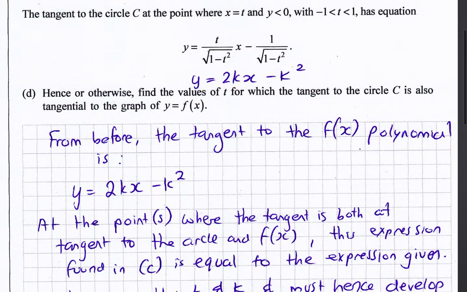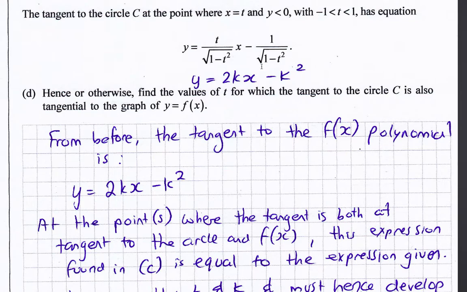So what we're essentially saying is, because we're looking at a point where the tangent to a circle is also tangential to the graph, these two things are the same. So if we look at their general form, we can say, well, 2k is going to be equal to the coefficient of x in this term. So 2k is going to be t on the square root of 1 take t squared.